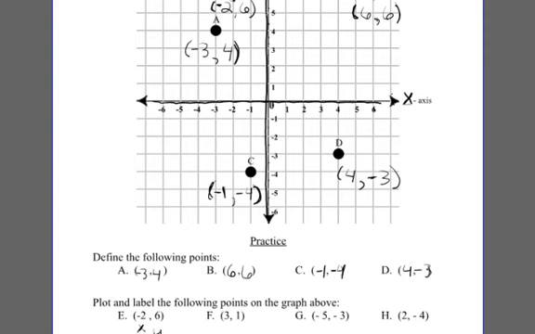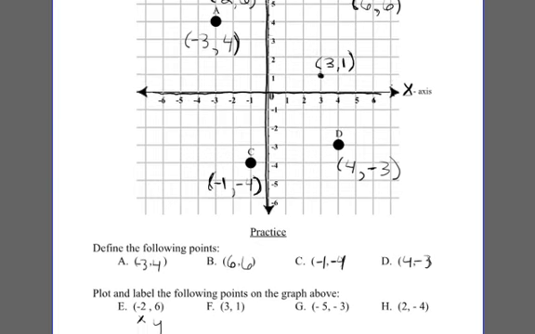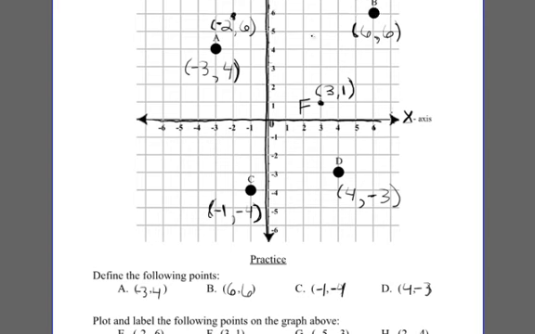Now for F, we have 3, 1. So we want to go over to 3 and up 1. 3, 1. Great. That was F. This was E.